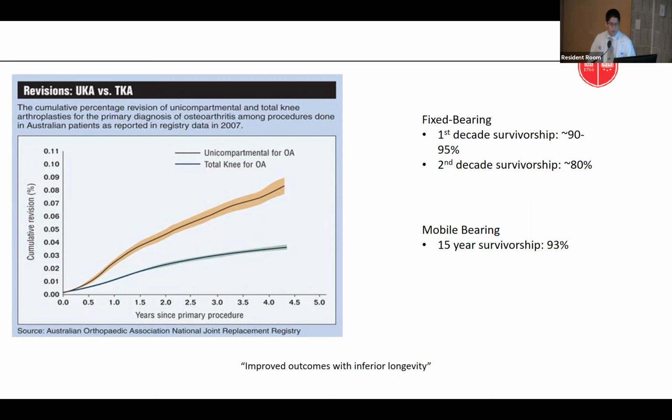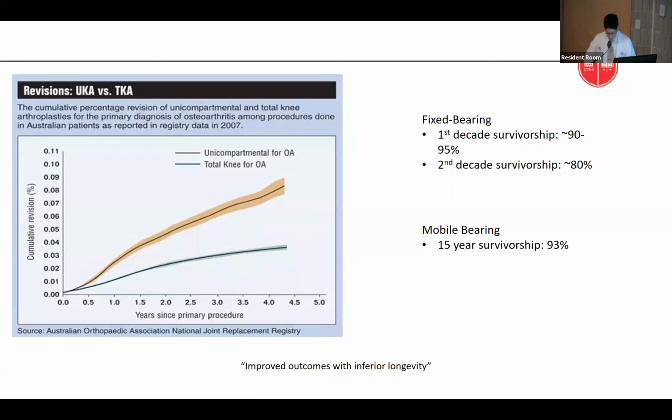For the fixed bearing design, it's been quoted that around 90 to 95% of them survive through the first decade, and they drop off fairly steeply into the second decade to around 80%. For mobile bearing, there isn't as much data available so far. 15-year survivorship has been quoted around 93%, so it's a little bit more promising. But one of the issues with this kind of data is that most of it is from the company, so it's not the most reliable data out there. The consensus among the orthopedic community is that partial knee replacements basically provide improved outcomes with an inferior longevity.